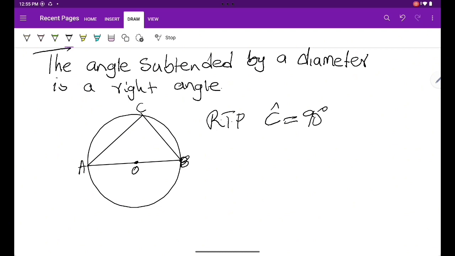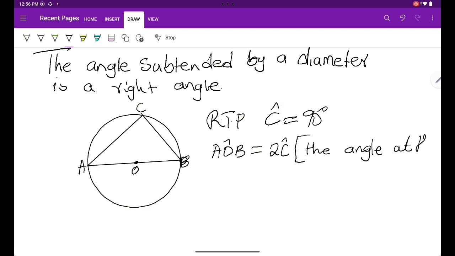It's a diameter. Now we simply say angle AOB is twice angle C. This is the angle at the center theorem.